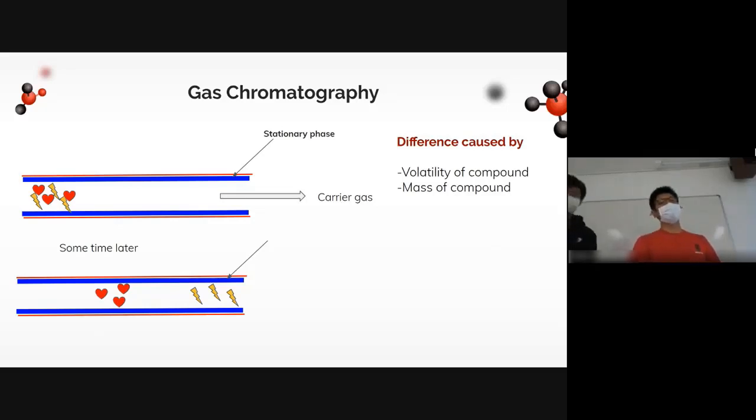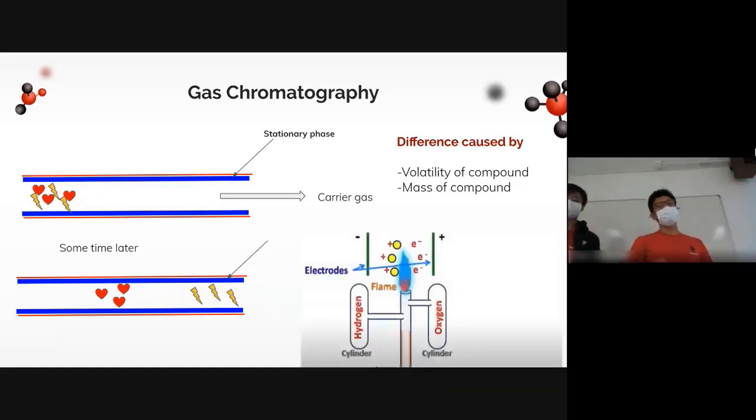Another thing that causes this difference in detection time is the mass of the compound. With a heavier compound, it won't move as fast along the gas chromatography machine, but with a lighter compound, it will move faster. Subsequently, these compounds will move through this hydrogen and oxygen burner, which will cause ionization and cause the electrons to split from the cations, which will be picked up by a detector later on.